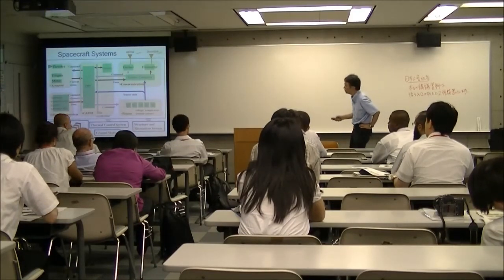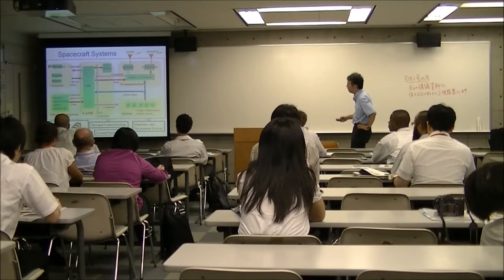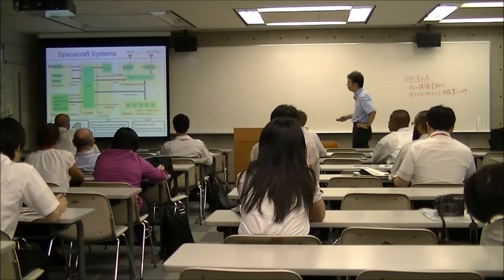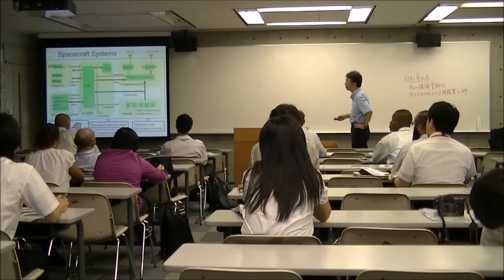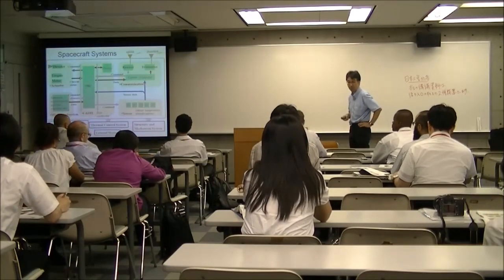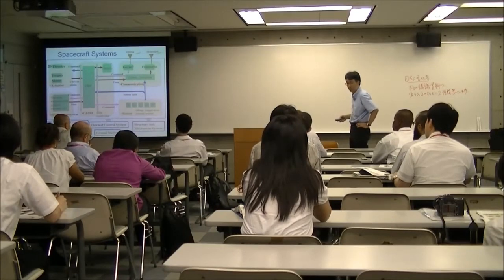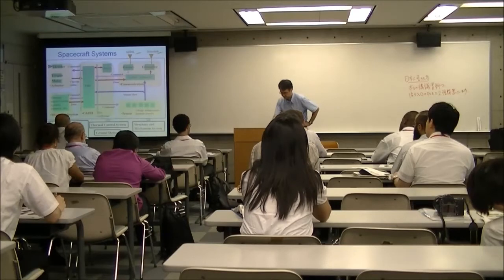Okay? And the bus system consists of many different systems: the CDH system and the communication system, the structure and mechanical system, and some control system, sometimes called the attitude control system. So some sensors and actuators are included in this attitude control system. Okay? And the power system. So these are the elements of the bus system.